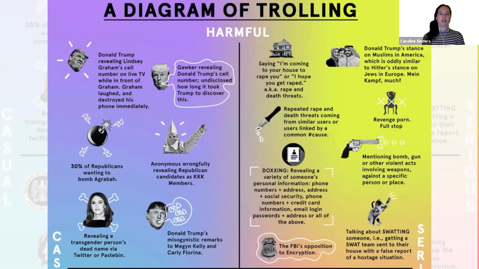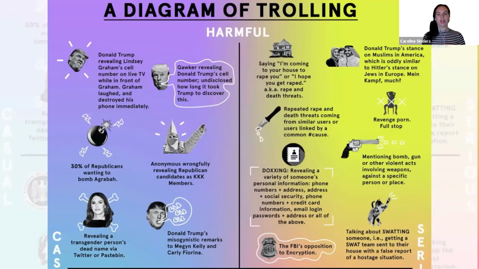For example, pollsters trolled voters by asking them in 2015 or 2016 if the US should bomb Agrabah, which is the home of Disney's Aladdin. 30% of GOP voters and 19% of Democratic voters who were polled said yes, which completed the joke about political ignorance. But the word is also used for activities that have serious emotional and legal ramifications.